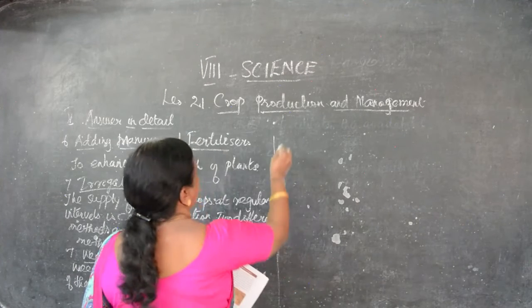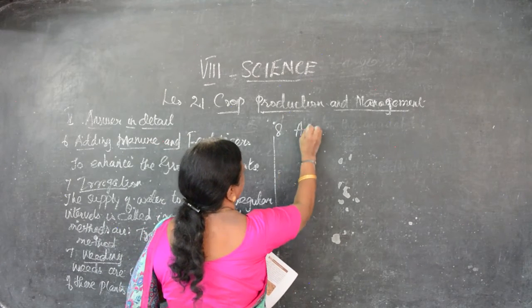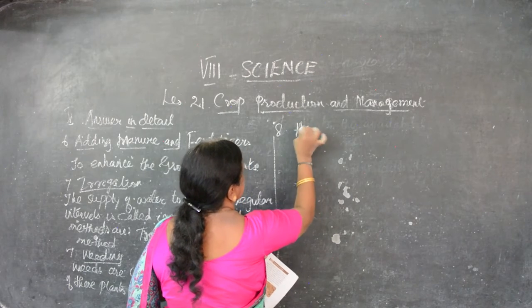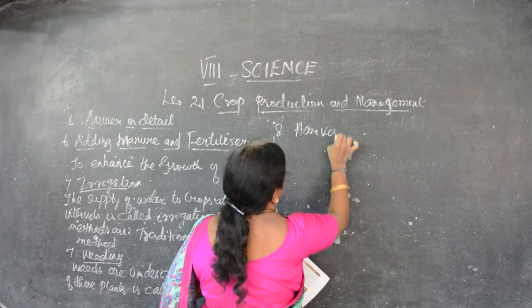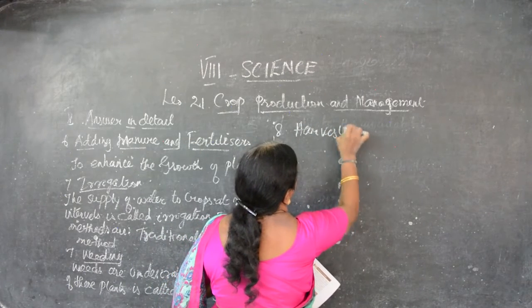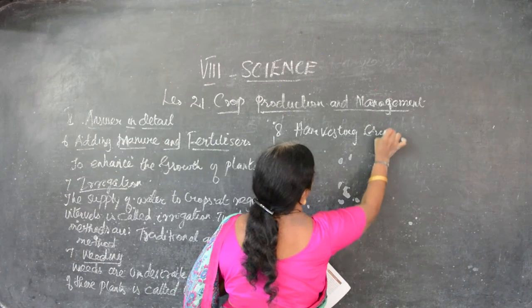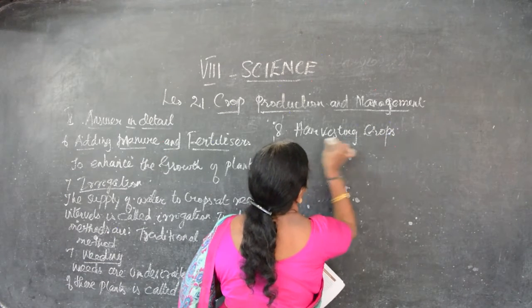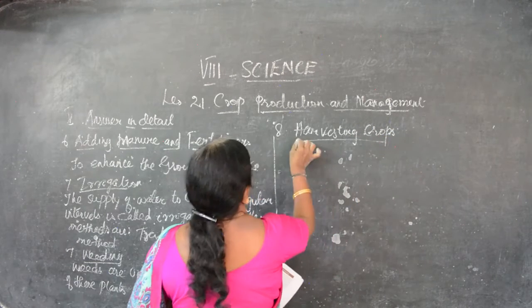Next one is harvesting crops. H-A-R, harvesting crops. This is the last stage of the process.